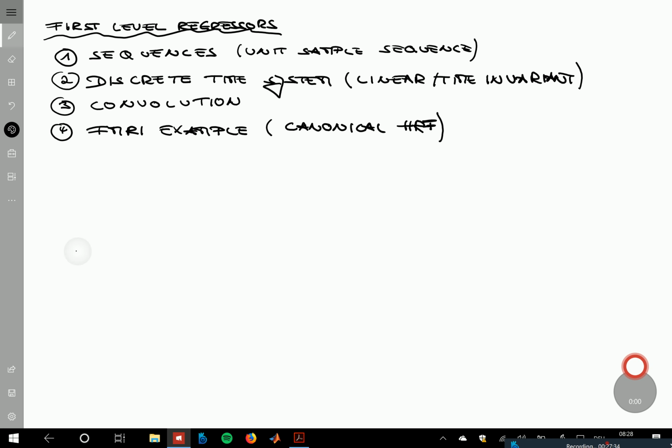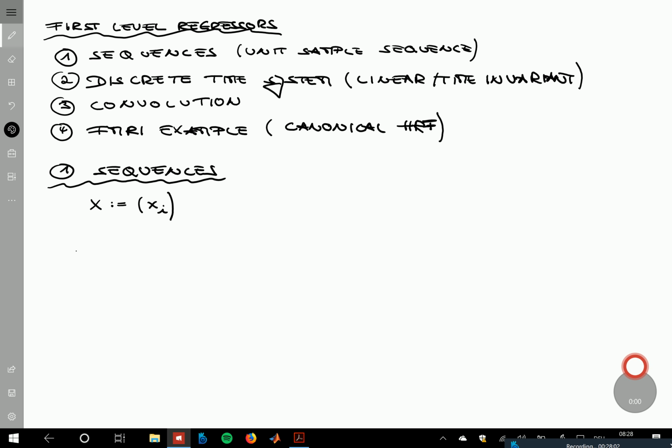So first we have to remind ourselves of sequences that we've seen before. So essentially a sequence is just an ordered set of numbers, and there are different ways to write them. Here I write them like this.